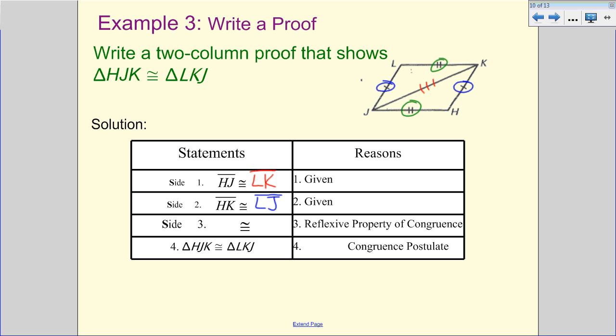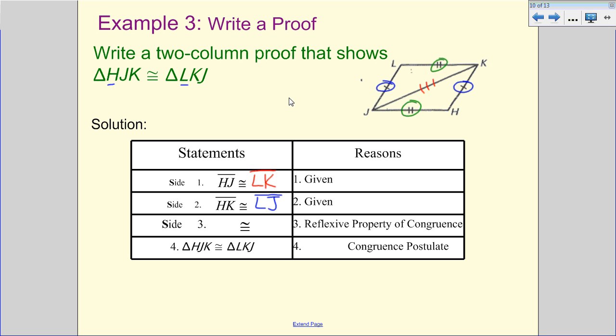And we know to list L first because H is first here and L is first in the triangle we're trying to prove. So that tells me they're telling us that H and L are the corresponding angles there. How do I know that HK is congruent to LJ? They're marked as being congruent. That's given.